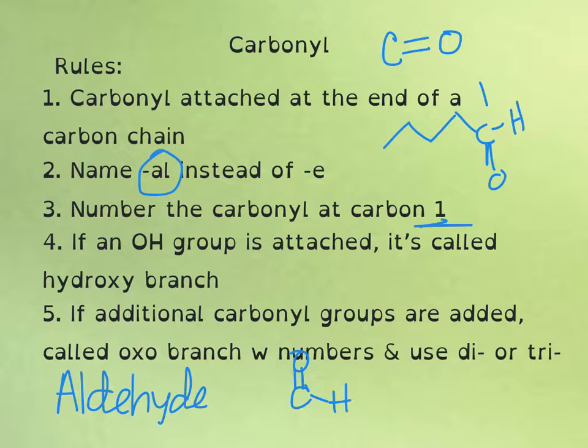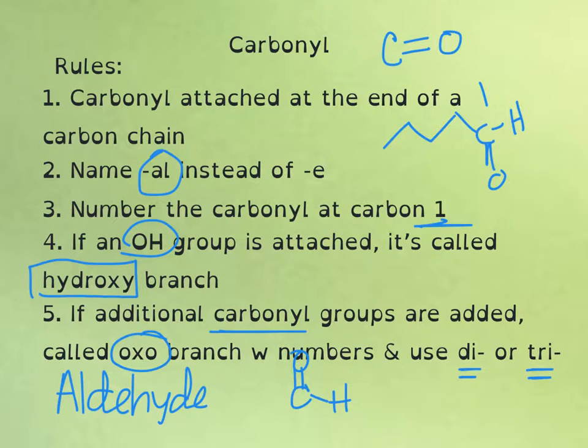And if an OH group is also attached to this line of carbons, you name that as a hydroxy. So that's an alternate naming scheme. If you have more than one functional group, we have a carbonyl, the aldehyde, and we have an OH group attached, which does happen frequently. It's a hydroxy branch. If you have additional carbonyls, meaning more than one, you're going to use oxo and the name di or tri. So there's lots of different possibilities.